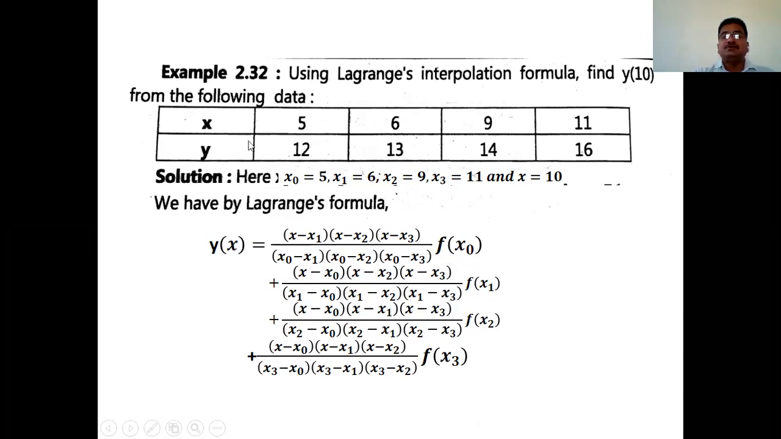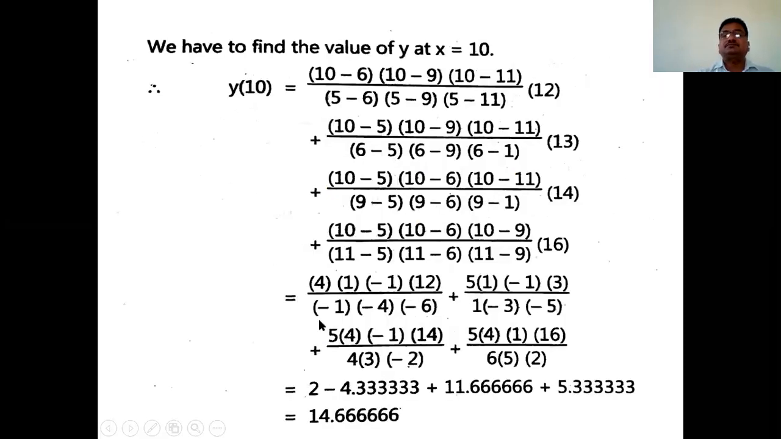And f of x naught is 12, f of x1 is 13, f of x2 is 14, f of x3 is 13. So substitute all these values, the values of x naught, x1, x2, x3, and x in this formula. So after calculation, we have the answer 14.66.